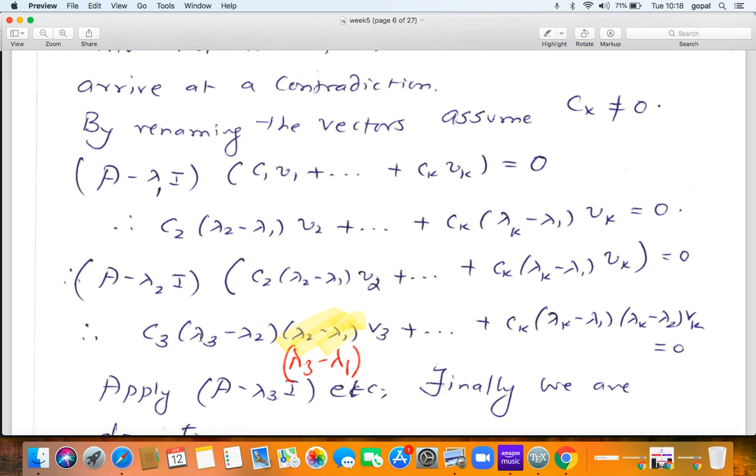And so we get this new equation. Apply A minus lambda 2 I and we get C3 times (lambda 3 minus lambda 2)(lambda 3 minus lambda 1) V3 plus dot dot dot plus Ck times (lambda k minus lambda 1)(lambda k minus lambda 2) Vk. Because when A minus lambda 2 I acts on Vk, you get (lambda k minus lambda 2) Vk. And the Ck is already there, and earlier we had lambda k minus lambda 1 also there.